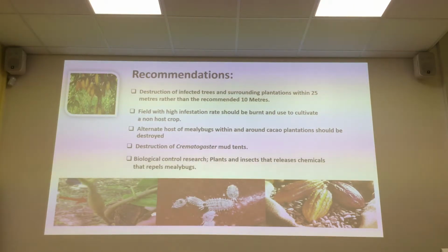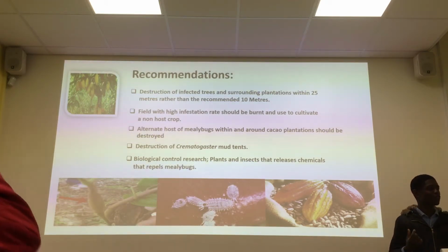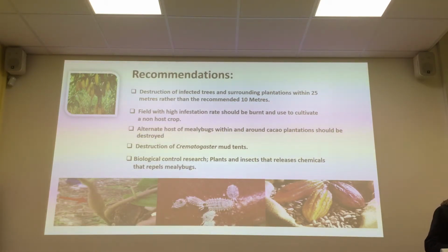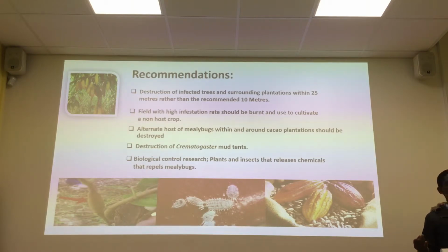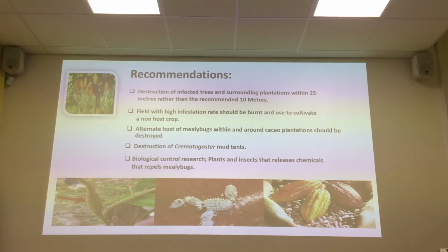And then I would recommend also that biological control research should be invested in. There should be more biological control research. Plants and insects that release chemicals that repel mealybugs should be worked on. There should be more research looking into plants that release phytohormones and chemicals that help to repel mealybugs. This will help take away the need for using chemicals to fight against mealybugs, and it will also help to conserve the environment.